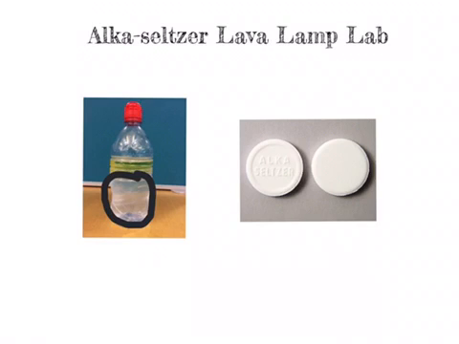Water, also known as H2O, because it has 2 hydrogen atoms and 1 oxygen atom, is a compound. When the water was in the water bottle, it was still and transparent.